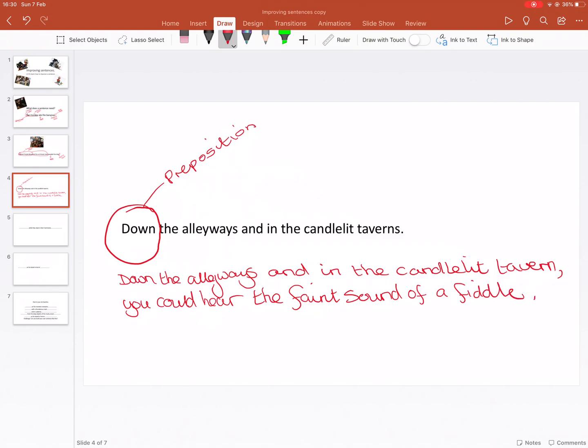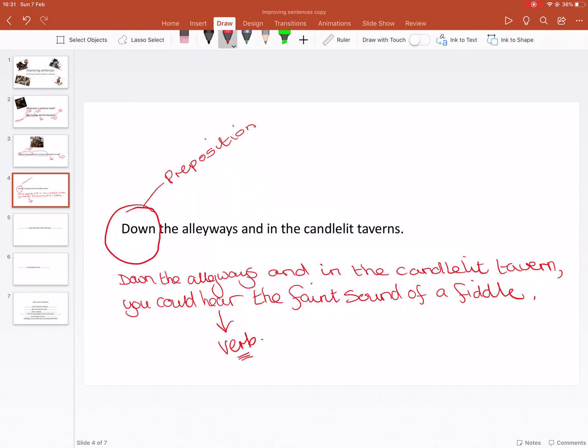Okay, so down the alleyways and in the candlelit tavern, you could hear the faint sound of a fiddle. So it is telling me it's got a doing word in there, it's got that verb in there. So what's it doing? You can hear, you're hearing. So it is your verb. Really important to have that in. Okay, down the alleyways and in the candlelit tavern, comma, you could hear the faint sound of a fiddle.